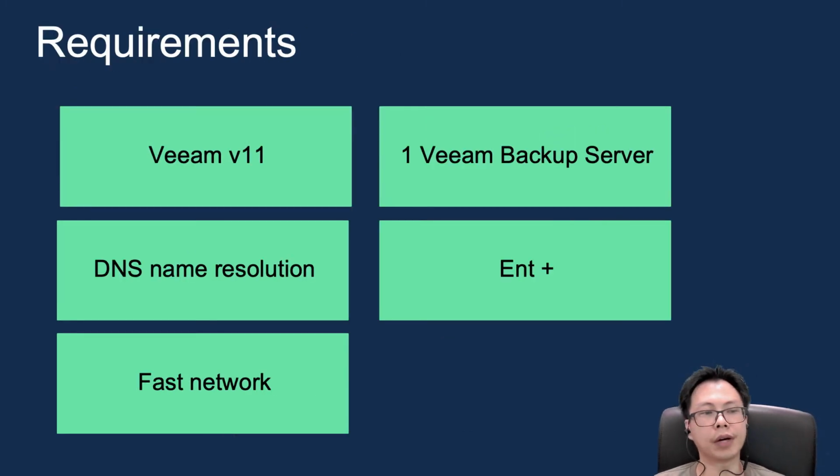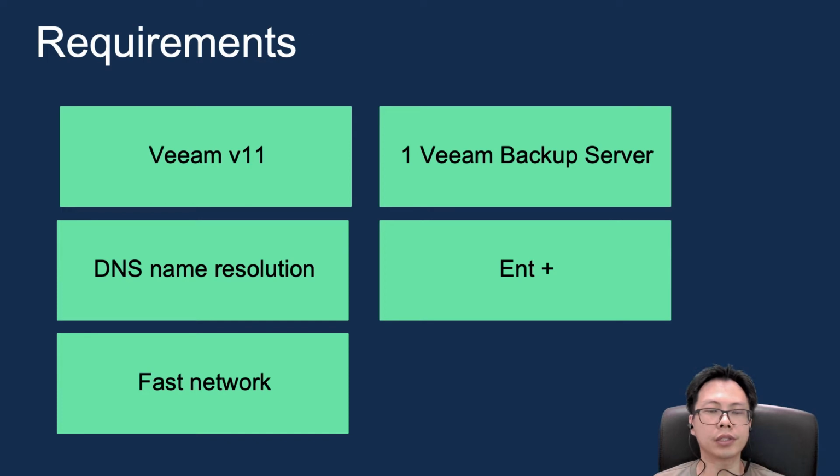Next, how about other requirements? The most important thing is you need to upgrade your Veeam to version 11, and you need to make sure your licensing is Enterprise Plus. For those of you who have Standard or Enterprise editions, in order to use Veeam CDP, you need to upgrade to Enterprise Plus. In your environment, you can only have one Veeam backup server managing the CDP.